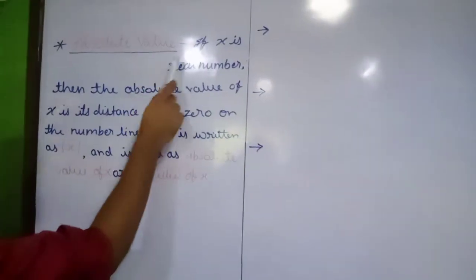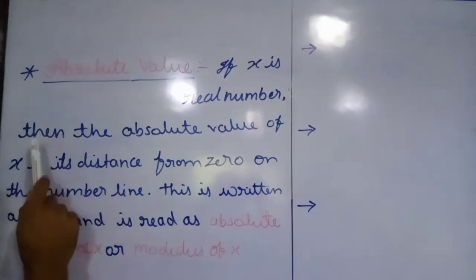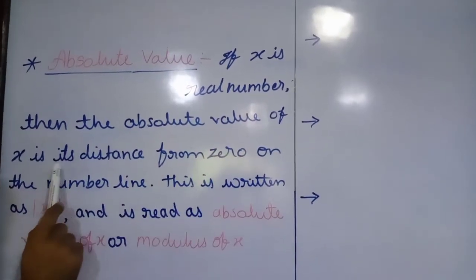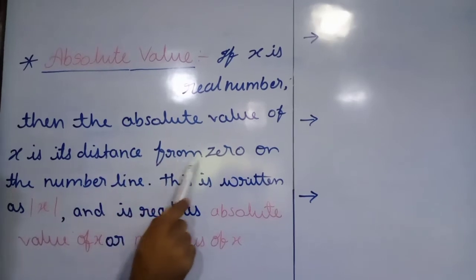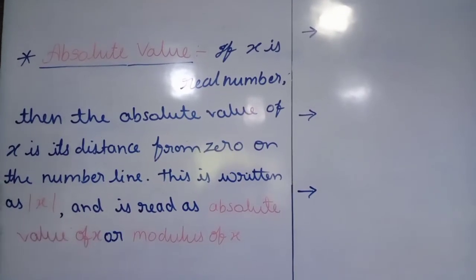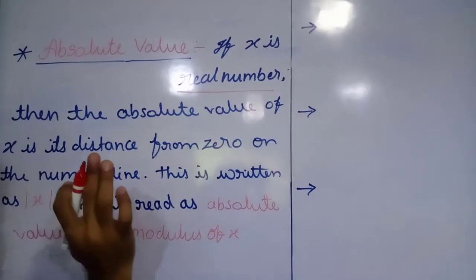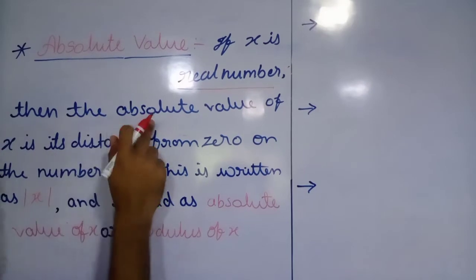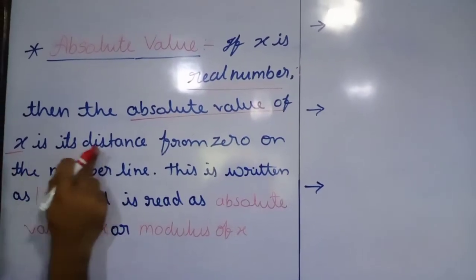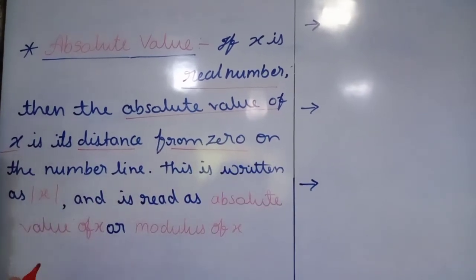See, if x is a real number, then the absolute value of x is its distance from 0 on the number line. Once again, if x is a real number, just keep in mind, then the absolute value of x is its distance from 0 on the number line.